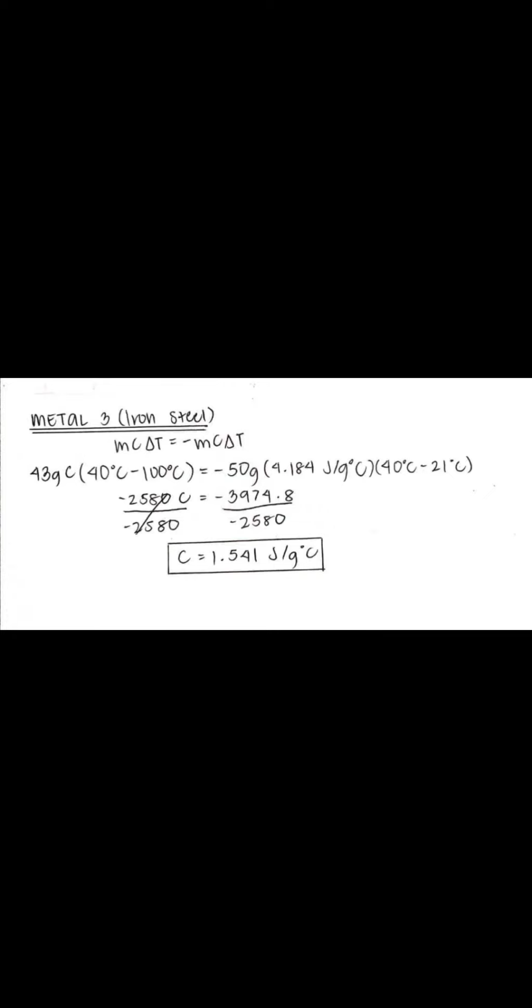Then the next step, compute the left side. Mass of the metal iron steel, which is 43 grams times maximum temperature, 40 degrees Celsius, minus 100 degrees Celsius. Negative 3974.8 over negative 2580 equals 1.541 joules per gram per degree Celsius.